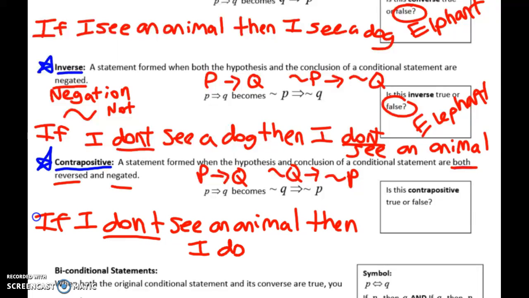Does everyone see the order changed and it's opposite? If I don't see an animal, then I don't see a dog. Right?